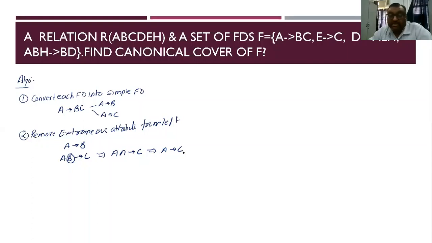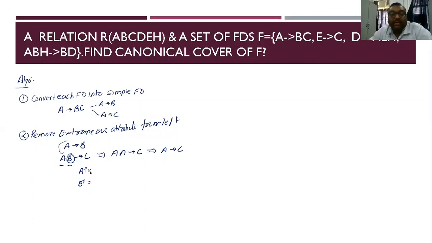But what is the method if the number of attributes given over there is large? How do we identify which attribute we have to remove? The second method is what you can do: you can take the closure. Like here, on the left hand side there is more than one attribute. Then find the closure of A and the closure of B.